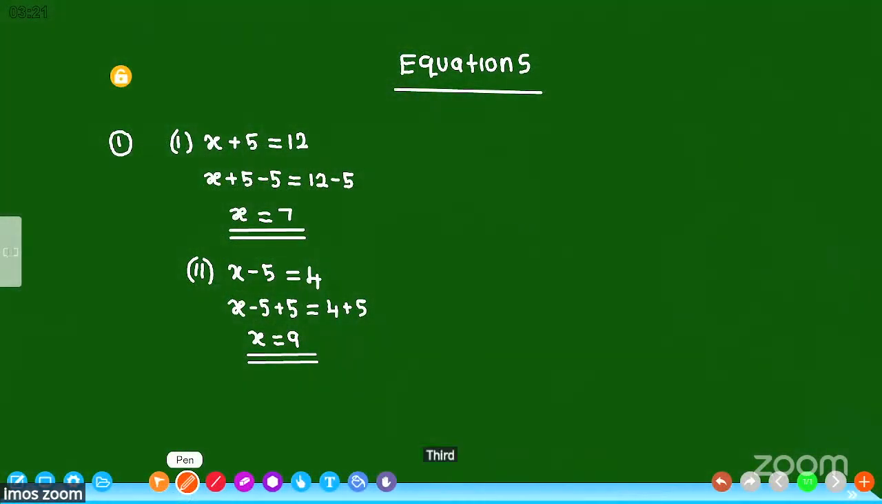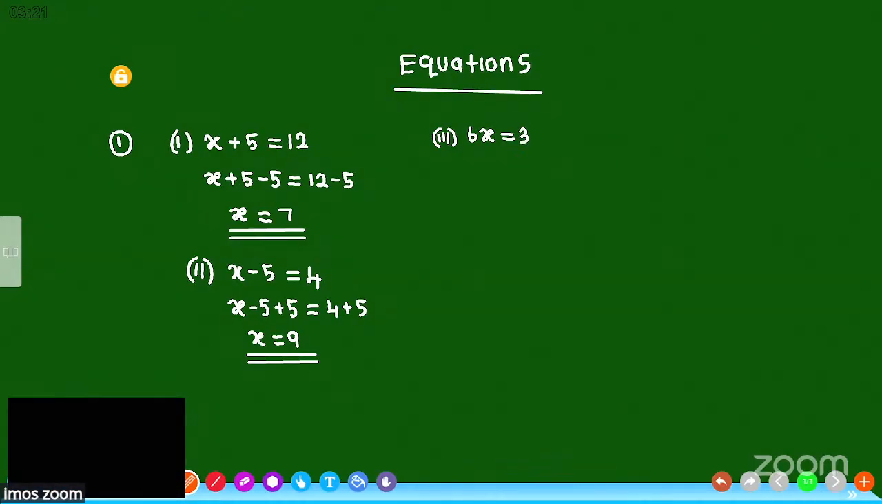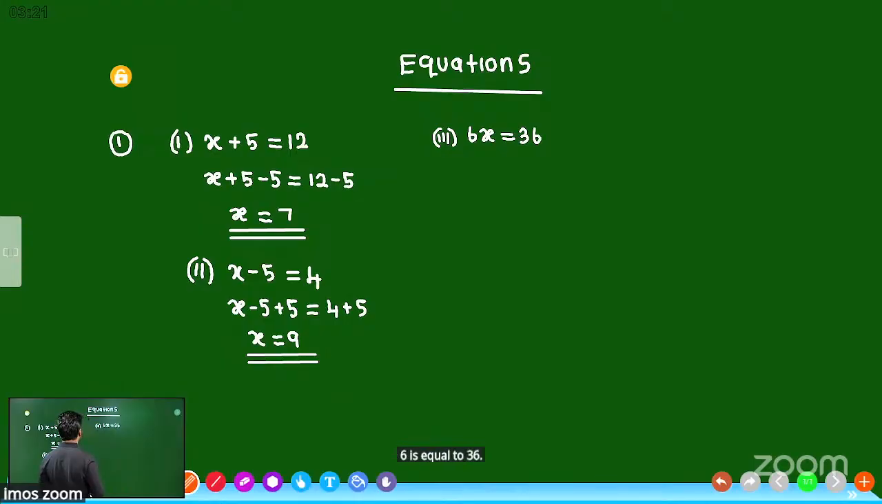Third one. 6x is equal to 36. Solve this, Putha. Solve this.